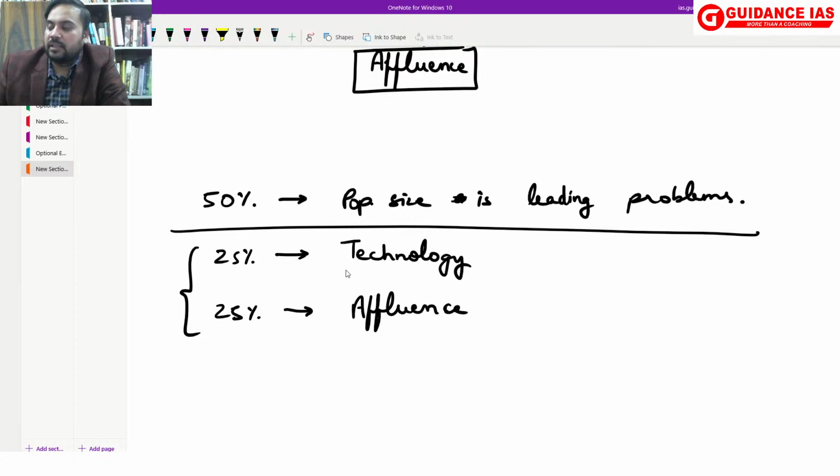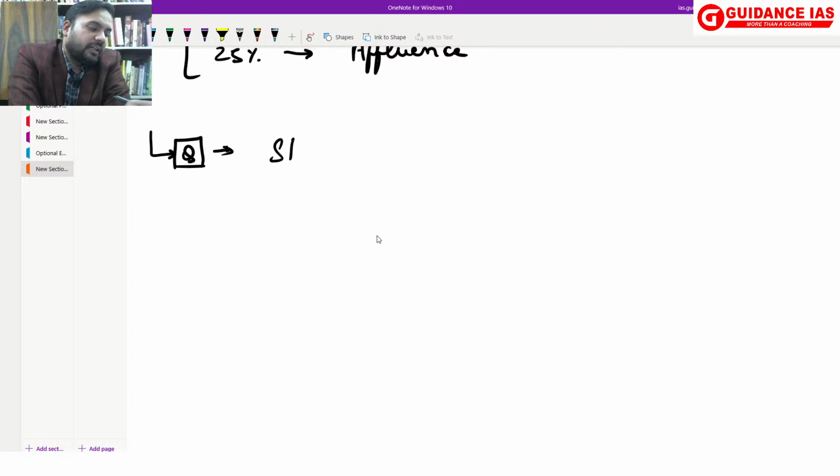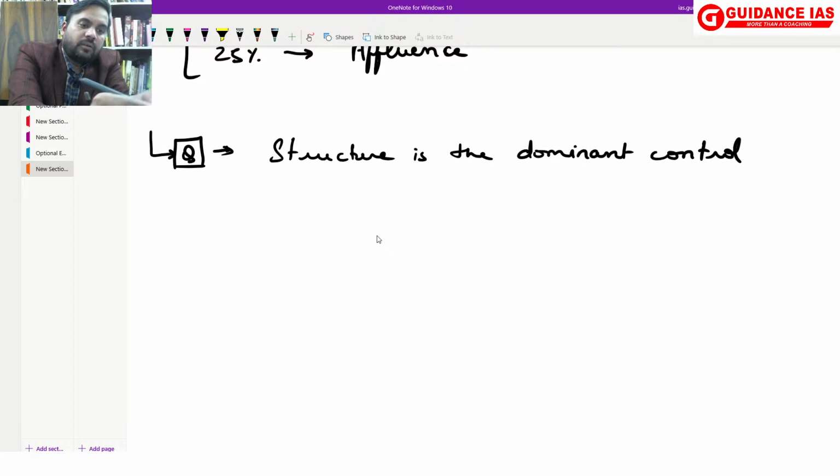I'll give you one more example, the physical geography example I was talking about. You'll find that this question has been asked many times in the exam, and the question is: structure is the dominant control factor in landform evolution.